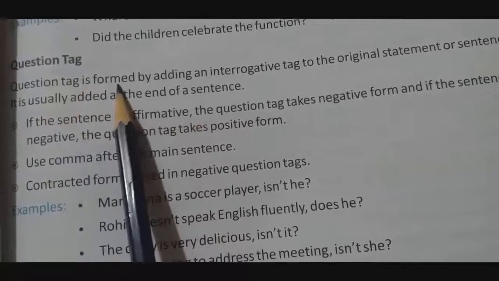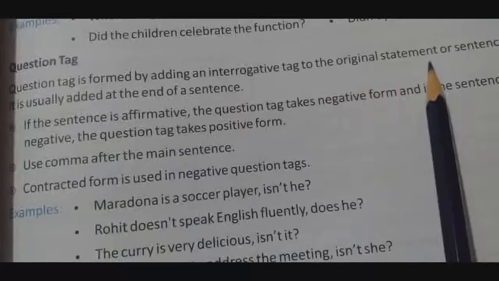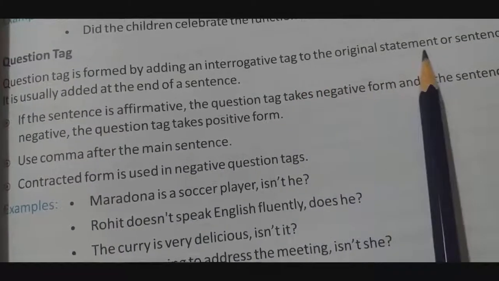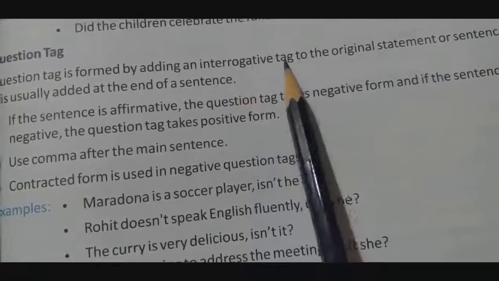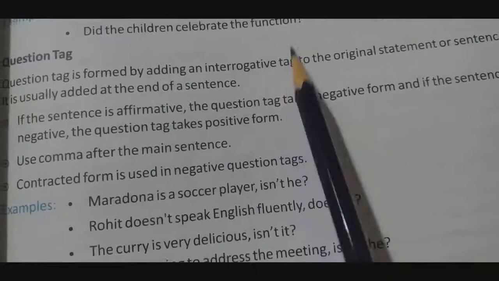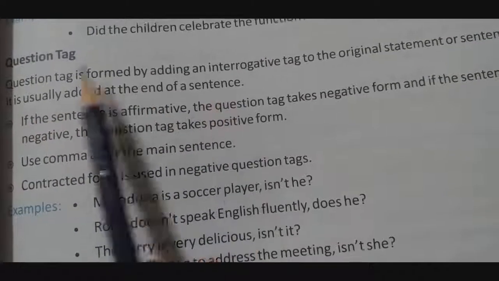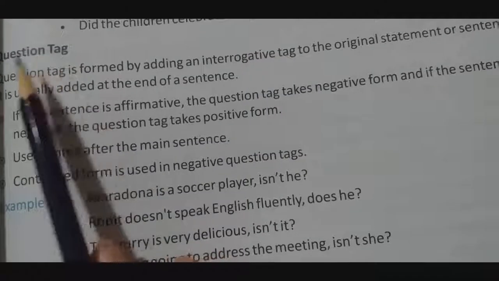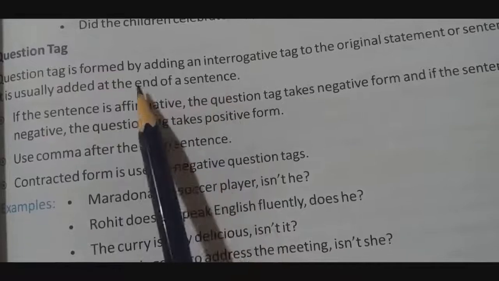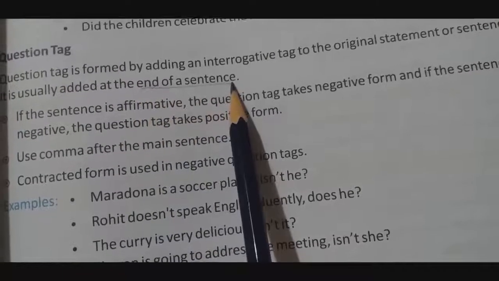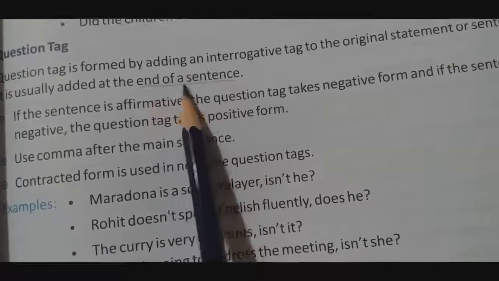A question tag is formed by adding an interrogative tag to the original statement. That means one original statement is already stated, and after that we add an interrogative tag. And it is usually added at the end of the sentence. So when is a question tag added? At the end of a sentence. I will make it more clear with the help of some examples.